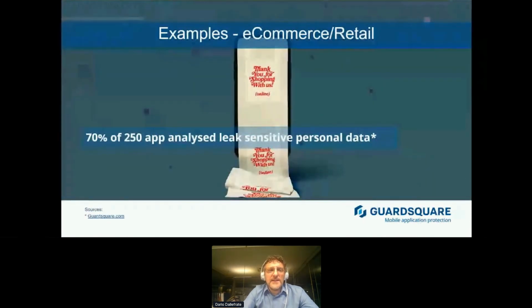Another interesting example is in the e-commerce and retail industry. We recently did a review of 250 widely used Android e-commerce apps. And unfortunately, we found that almost 70% of them leak sensitive personal data. For instance, names, usernames, emails, phone numbers, geolocation data, account numbers, serial numbers, and so on.